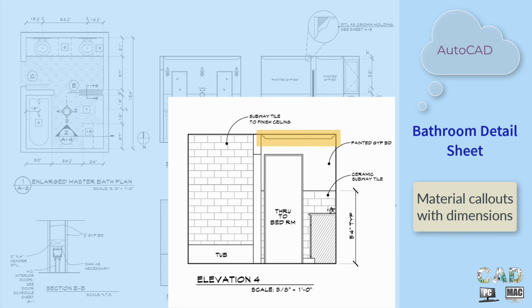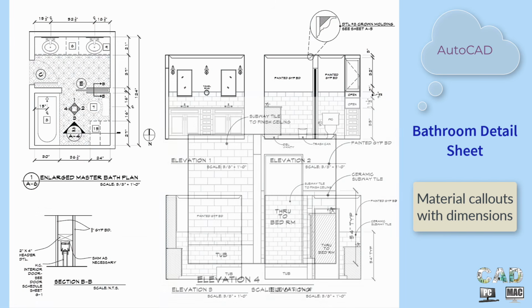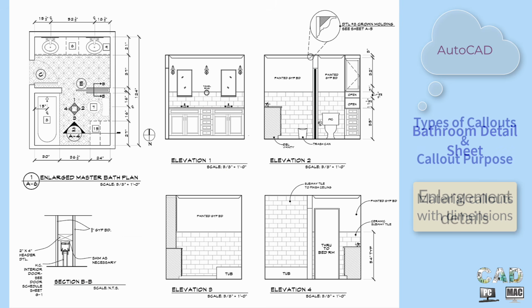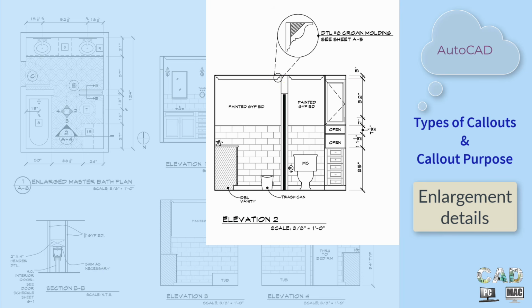What is the squiggle line shown at the ceiling in this view? Let's look for more information on this sheet. Look at Elevation 2 to see the detail of the unidentified squiggly lines we saw in Elevation 4. The squiggly lines are defined in an enlargement detail, see the circle here, as crown molding.